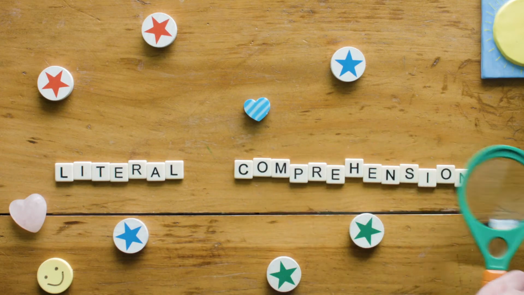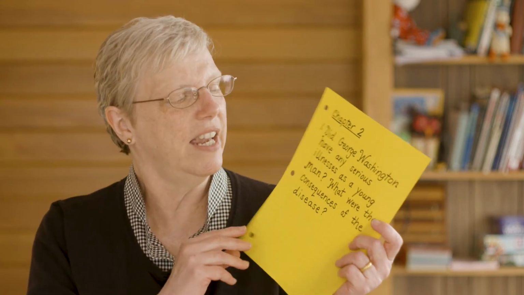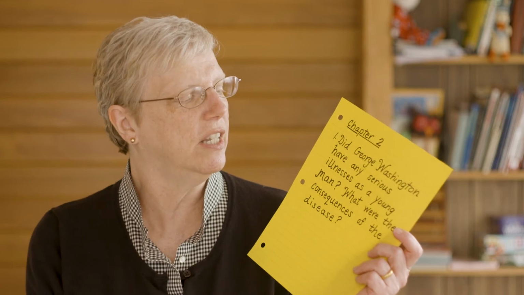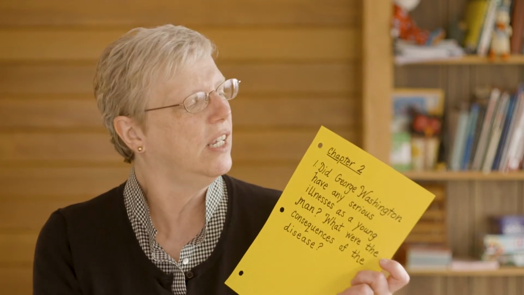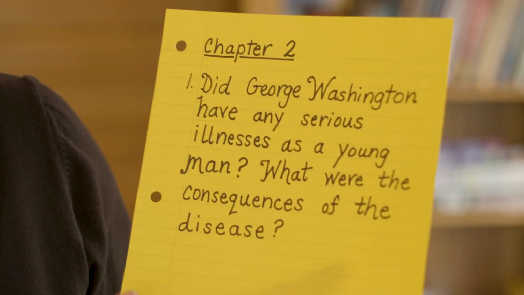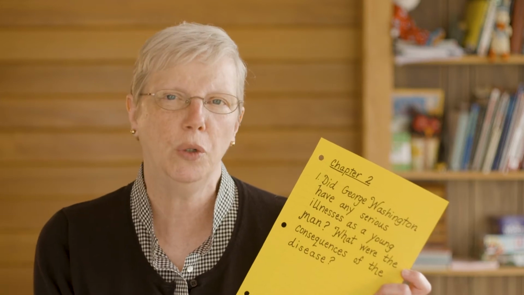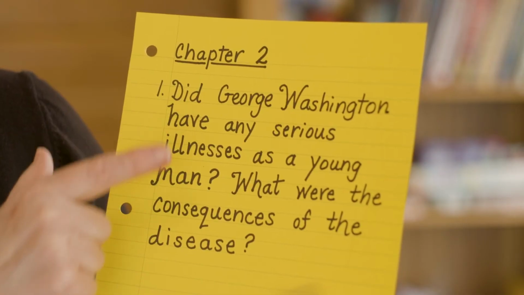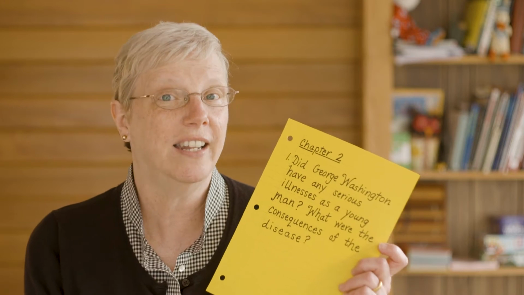This is a teacher-devised question from Chapter 2 of a text, and it asks if George Washington has had any serious illnesses as a young man, and what were the consequences of the disease. The first thing you need to see is that it comes from Chapter 2. And you also need to see that it's a multi-part or 2-part question, and you'll need to mark each of those parts so that you give each part of the question the fervor that it deserves.